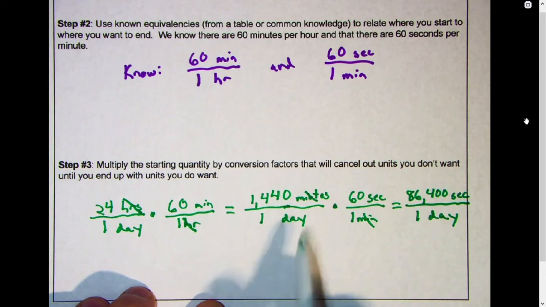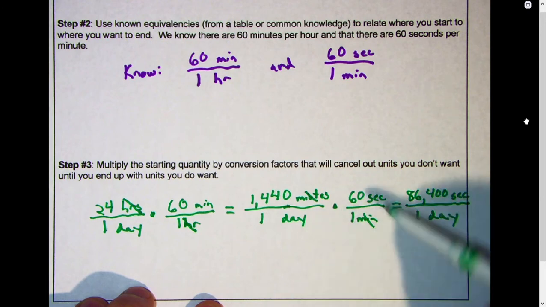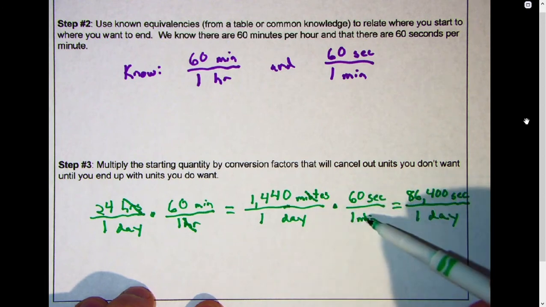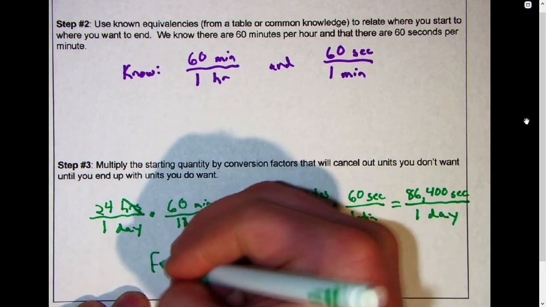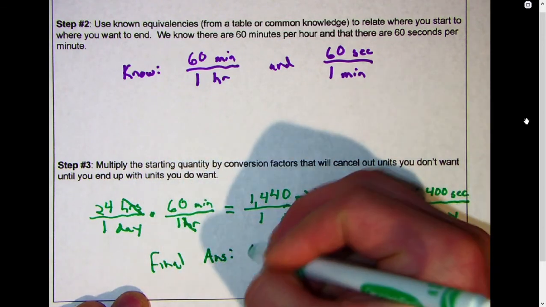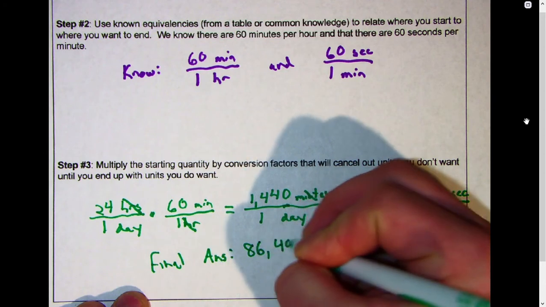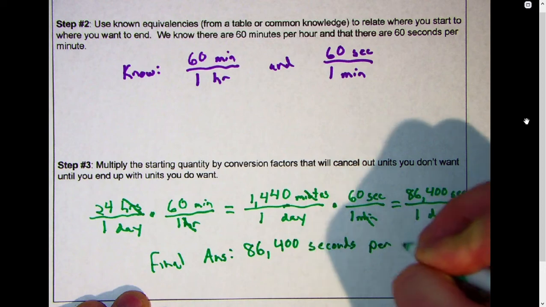So the big thing here is that these units are going to cancel when we multiply by our conversion factors. And that's why we set this up as 60 seconds over minutes. So we would get an arrangement where minutes would cancel, where what we don't want is going to go away. So our final answer is that there are 86,400 seconds per day.